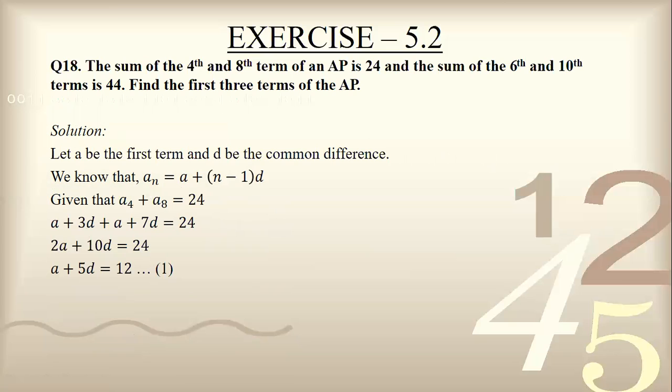Now we know that an is a plus n minus 1 into d, the general form. Given that A4 plus A8 is 24. So A plus 3D and A plus 7D, when you add both of them, we'll get 24. 2A plus 10D is 24. A plus 5D is 12. That will be the first equation for us.